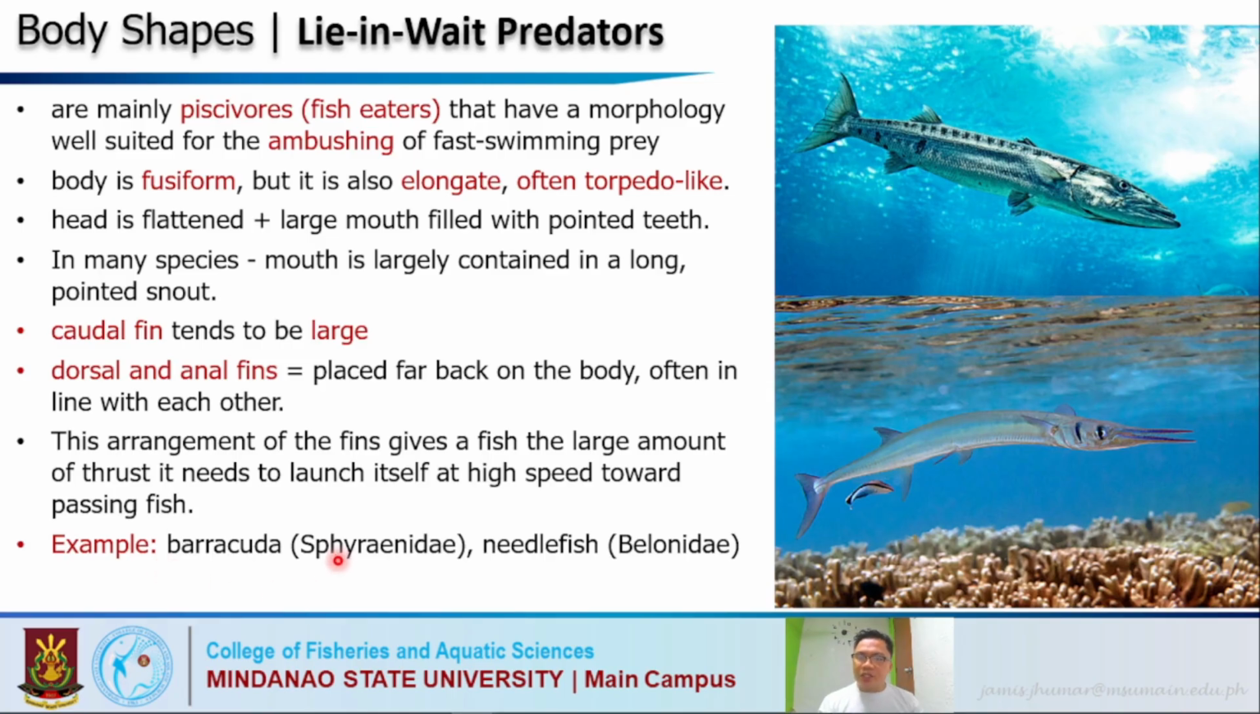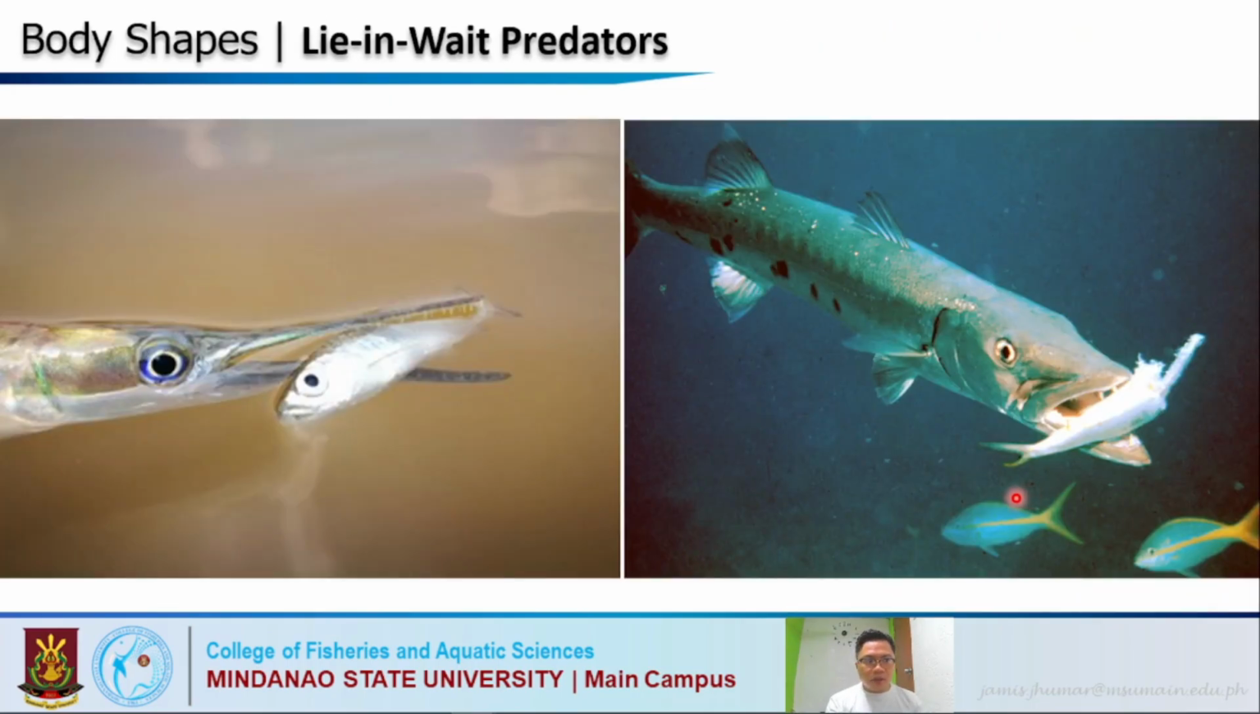And then examples of which are still barracudas and needlefish. And then here we have proof that barracudas and needlefish are piscivorous in nature. So you can see here they are piercing their prey, which are the fish.